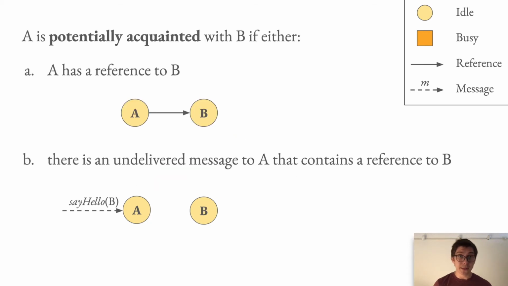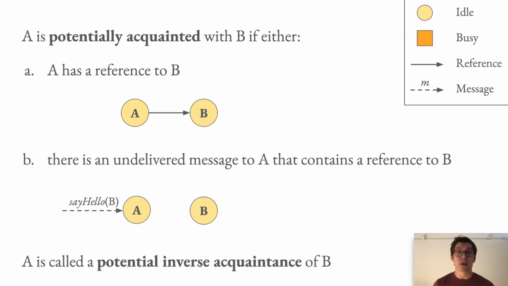So let's formalize this. We say that A is potentially acquainted with B if either A has a reference to B or there's an undelivered message to A that contains a reference to B. Both of these situations can lead to a future configuration in which A has a reference to B. So in either of these cases, we say that A is one of B's potential inverse acquaintances.